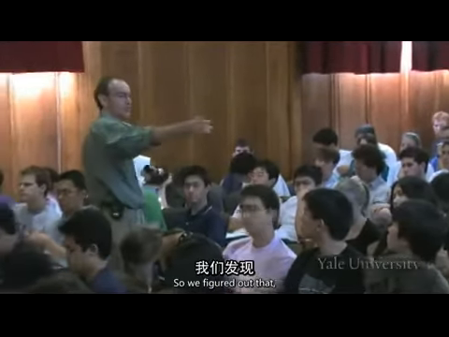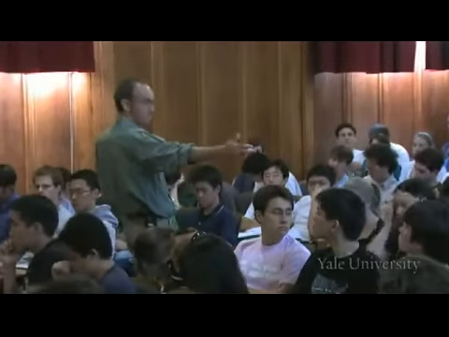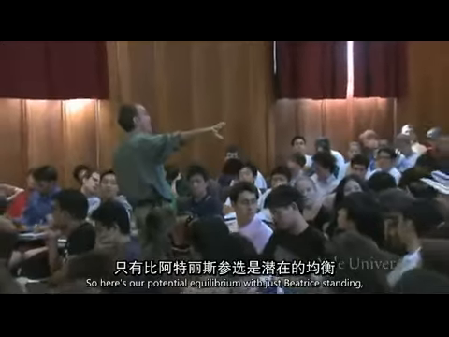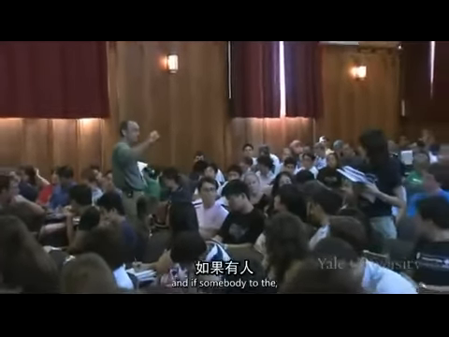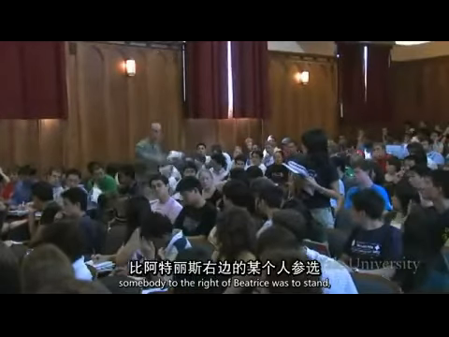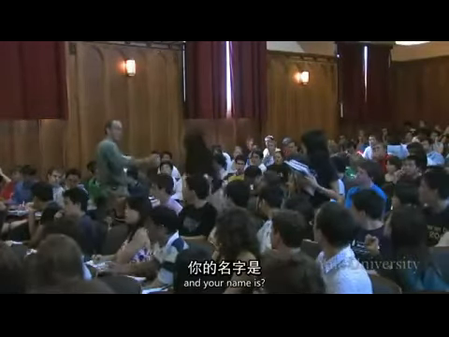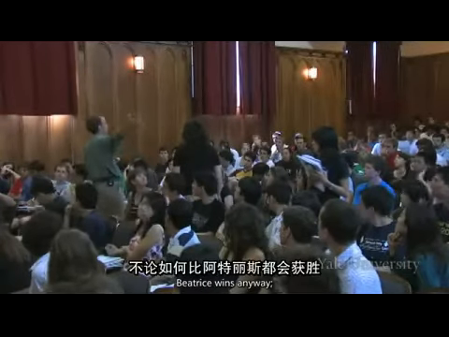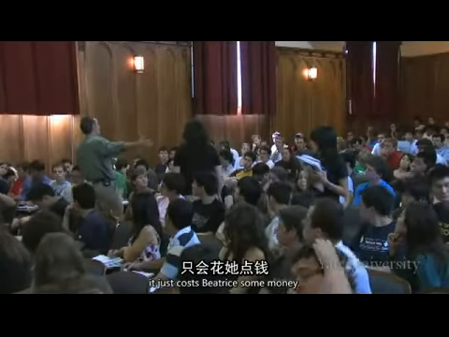So we figured out that if Beatrice stands up a second, here's our potential equilibrium with just Beatrice standing. And if somebody to the, which way are we doing it? If somebody to the right of Beatrice was to stand, so madam, if you stand a second, and your name is? Stacey. So if Stacey stands, it doesn't make any difference. She just loses. Beatrice wins anyway. It just costs Beatrice some money.